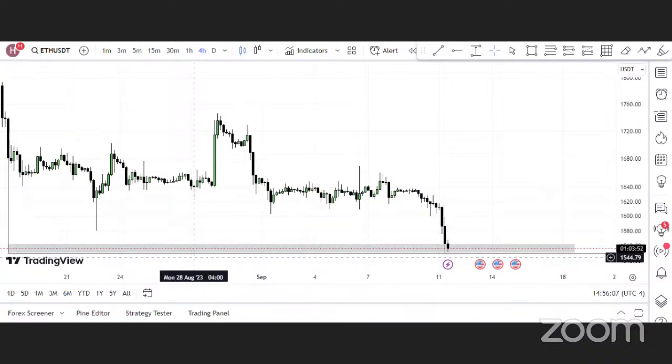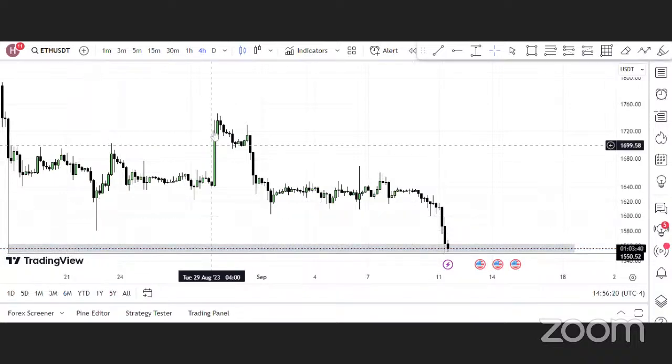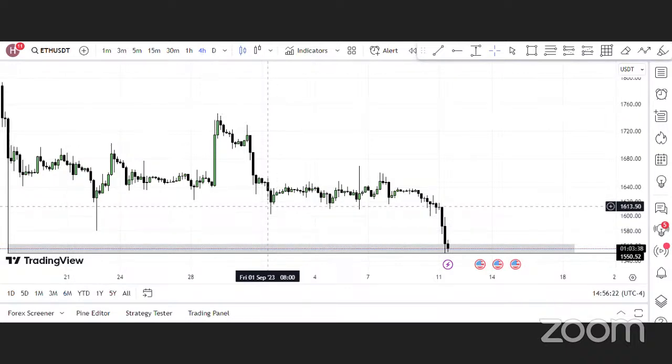So the market is currently sitting on this, you see. So we want to get a rejection here. I was actually thinking if we wait for the market to break out of this zone. This is the 4 hour time frame. The market must have gone up a bit.